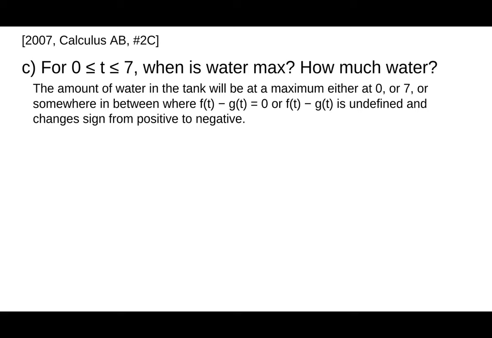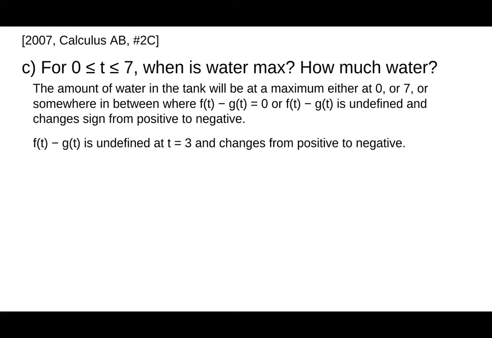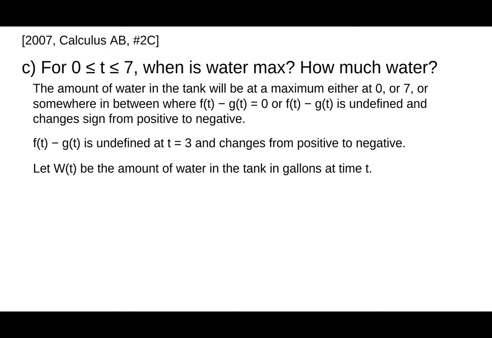It is a closed interval, so we would need to check the endpoints. And remember that there's a couple of criteria a function could meet in order to have an extrema. One of them is that its derivative is 0, but the other one is that its derivative is undefined somehow, and still the derivative changes sign from positive to negative. All right, well, f of t minus g of t is undefined at t equals 3 and also changes sign from positive to negative. So t equals 3 has the criteria necessary to be a possible location of a maximum.